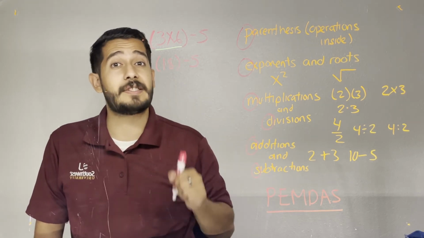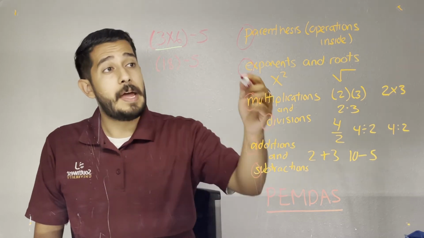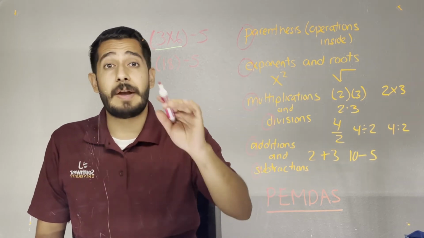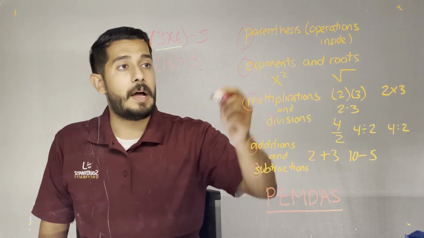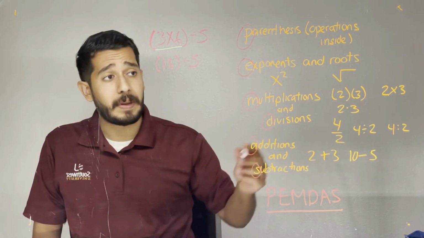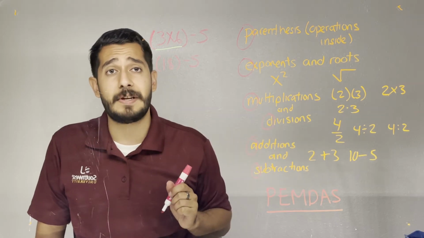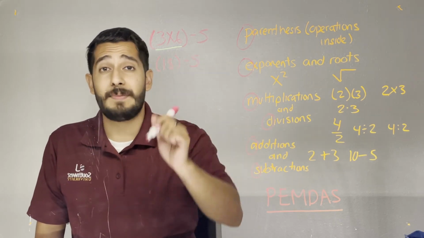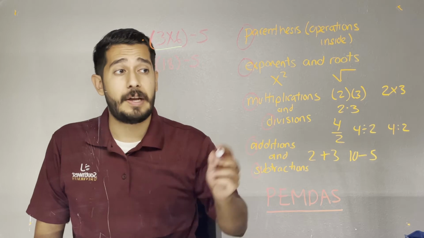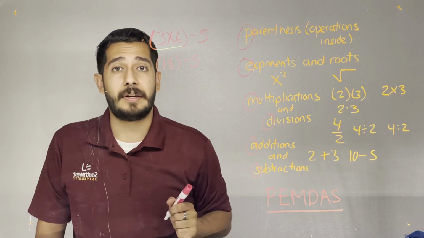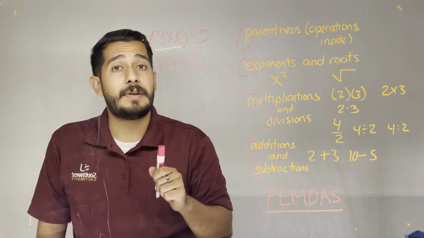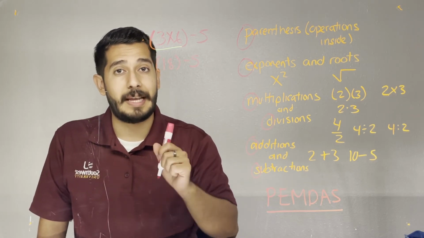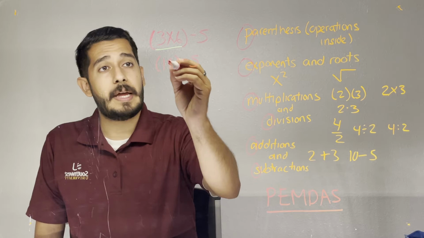That's not an operation, that's just a number. Okay? So then we have exponents and roots, and we don't have any on this expression. So we're just going to skip this family of operations, and we're going to get into multiplications and divisions. We don't have any multiplications and divisions over here, so we're going to move to the next category, which are additions and subtractions. And we don't have an addition, but we do have a subtraction, and that's the next thing that we're going to do.